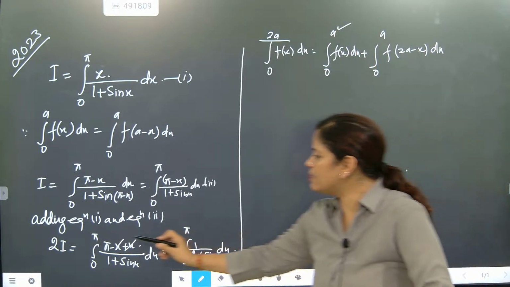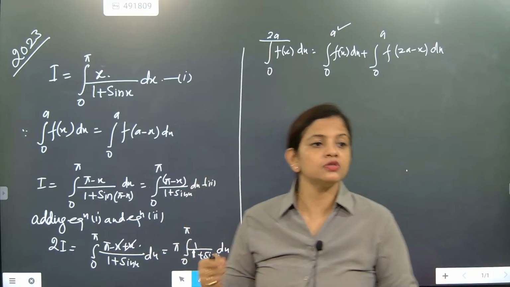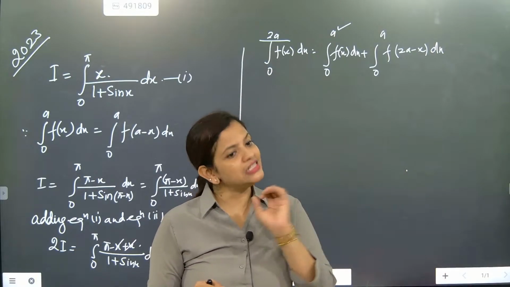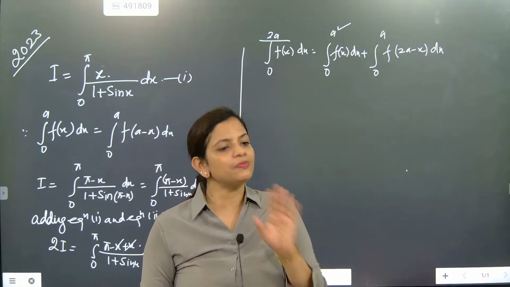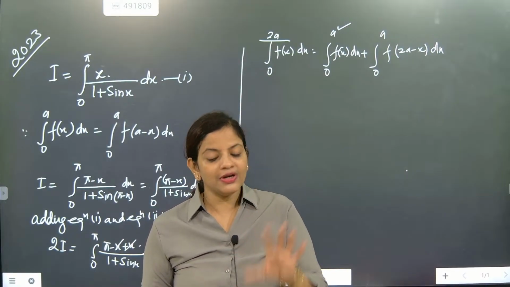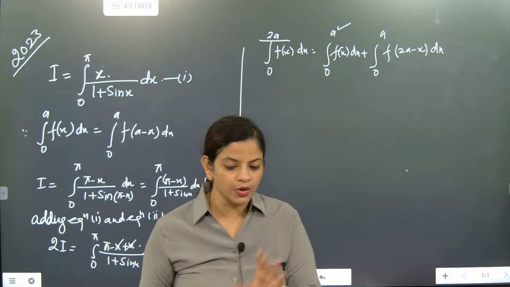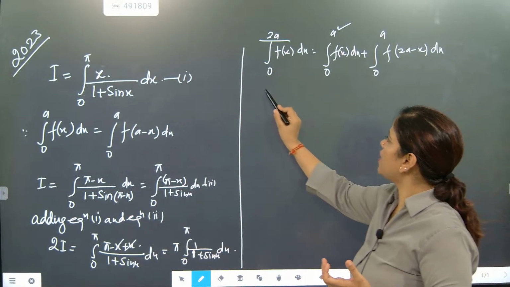Here 2a got converted into a, so pi will get converted into pi by 2, because we don't need pi: sine pi means 0 and sine 0 means 0. So a change in the upper limit and lower limit must be there. The upper limit and lower limit cannot be the same, but when we apply that, it is coming as the same, which is not good. Understood? So we will apply this property.